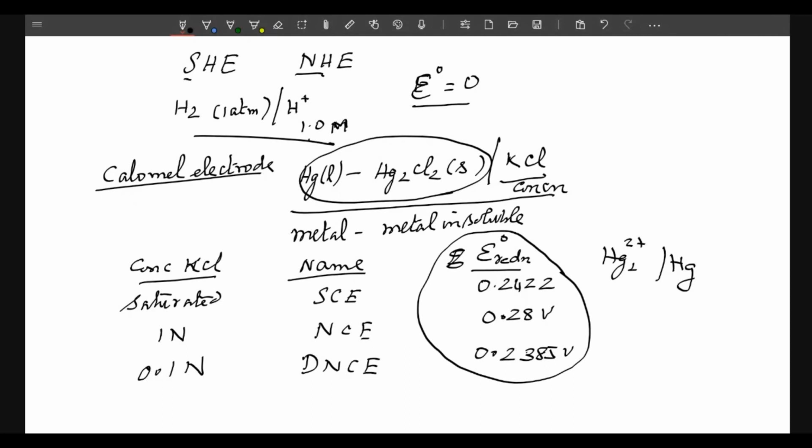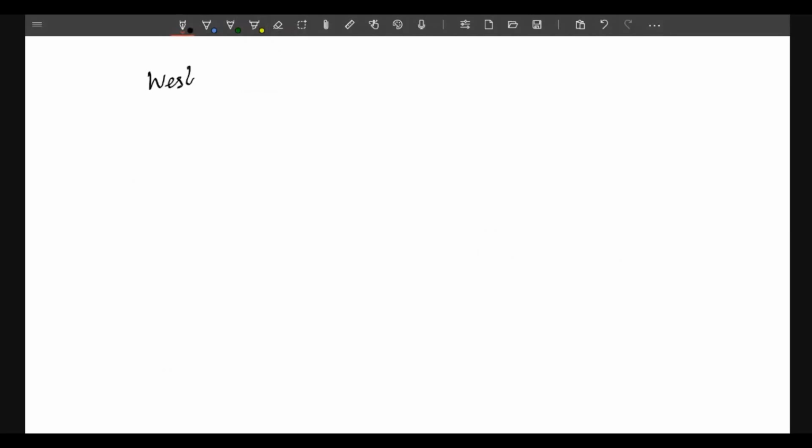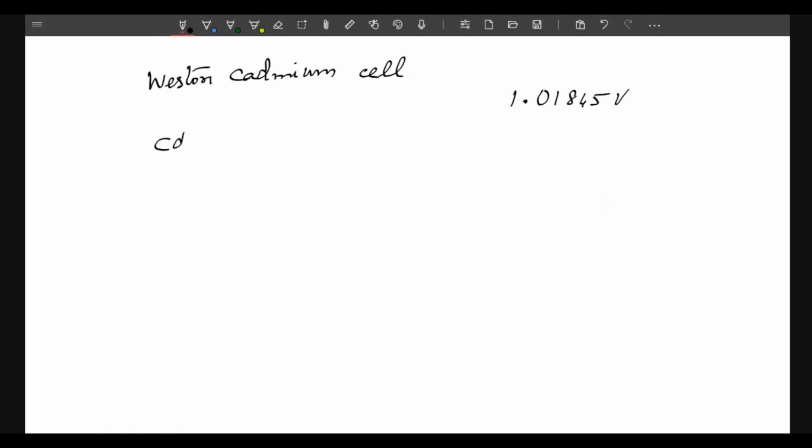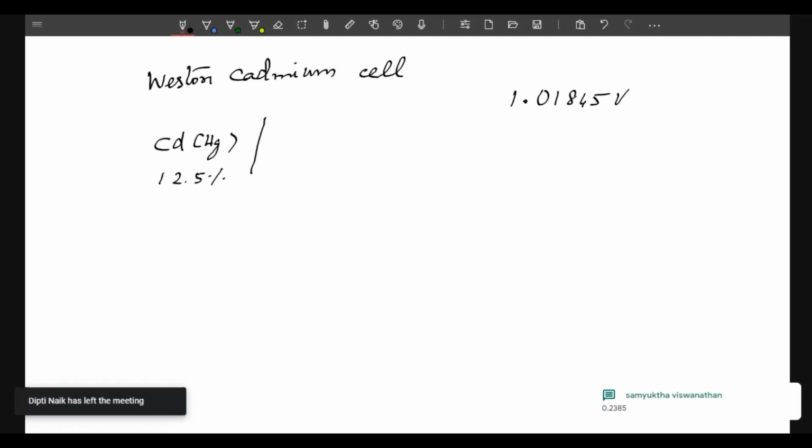Another type of electrode used is the Weston cadmium cell, the standard Weston cadmium cell. You might have heard it called like this. The potential of this is 1.01845 volt. Here cadmium amalgam is the electrode. What is it? 12.5 percent. If you take 100 gram of this, the total mass is 100; of this, 12.5 is the mass of cadmium and the remaining is the mass of mercury. That is called 12.5 percent cadmium amalgam.